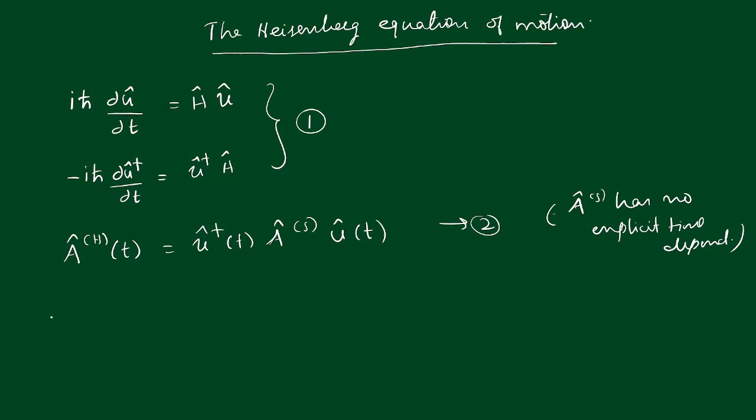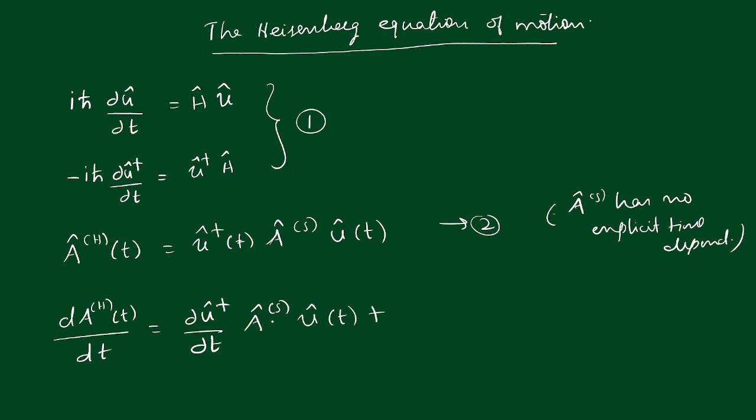So in that case we can write dA H of t divided by dt is equal to, since it depends on t and t0, I'll use the partial derivative, dou U dagger by dou t, A S U, using the product rule. Since A S does not depend on time, we write this as U dagger A S dou U by dou t. Is that correct? I've just used the product rule. Is that fine?